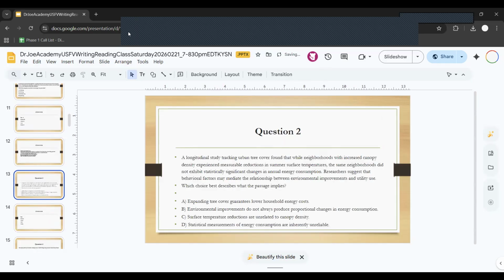Alina, can you please go ahead and read this question? A longitudinal study tracking urban tree cover found that while neighborhoods with increased canopy density experienced measurable reductions in summer surface temperatures, the same neighborhoods did not exhibit statistically significant changes in annual energy consumption. Researchers suggest that behavioral factors may mediate the relationship between environmental improvements and utility use. Which choice best describes what the passage implies?